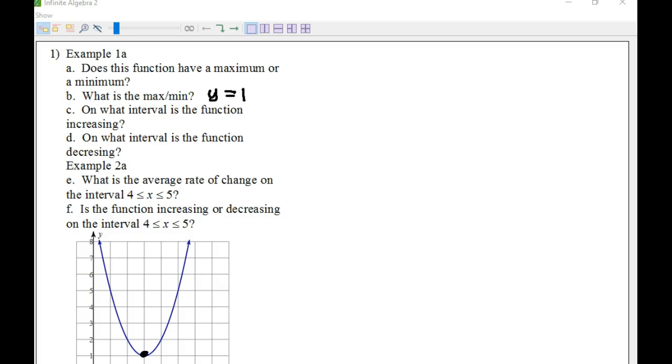Wait, how do we know if it's max or min? I'm sorry. From the picture you drew down earlier. Look at your picture.